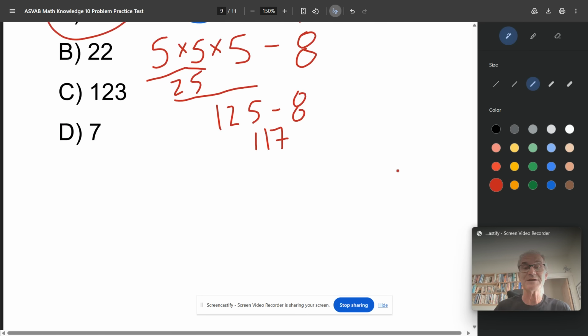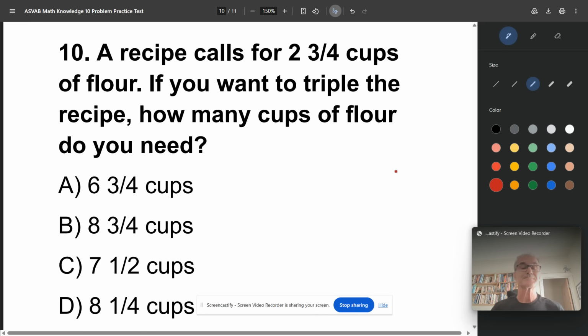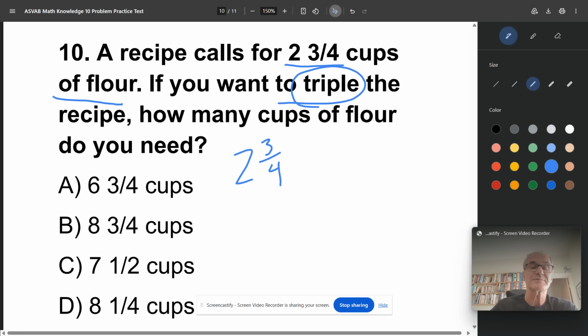All right, last problem, problem number 10. Go ahead and pause the video, give this one a try. A recipe calls for 2 3/4 cups of flour. If you want to triple the recipe, how many cups of flour do you need? So I could do this a few ways. I have 2 3/4. Maybe the quickest way to do this is take it from a mixed number and convert it into the equivalent improper fraction.